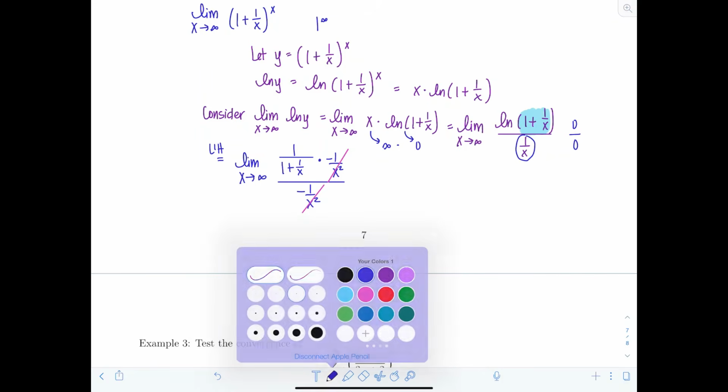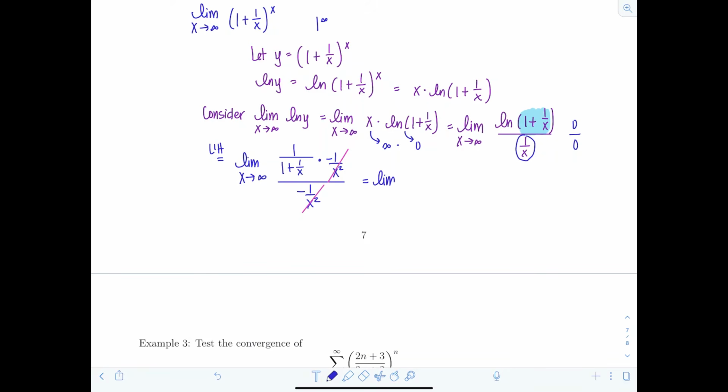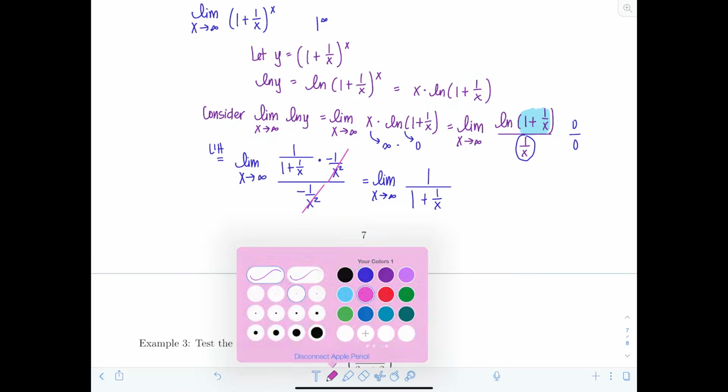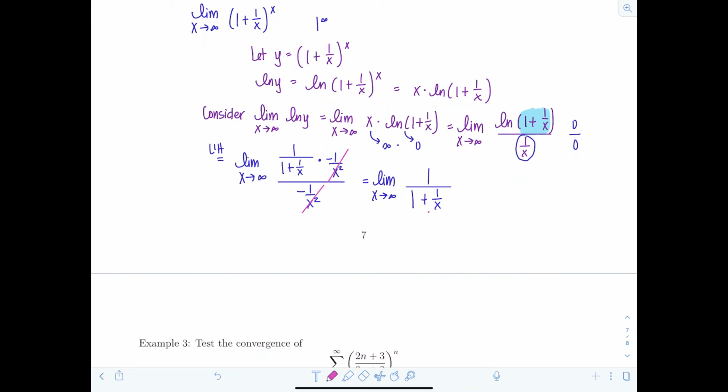Great. So then now I'm left with the limit as x approaches infinity of 1 over 1 plus 1 over x. And then I can just take this limit directly. 1 in the numerator is a constant. In the denominator, 1 is a constant. 1 over x, as x approaches infinity, is going to go to 0. So my limit's just going to be 1 over 1, which is 1. This tells me that the limit as x approaches infinity of the natural log of y was 1.